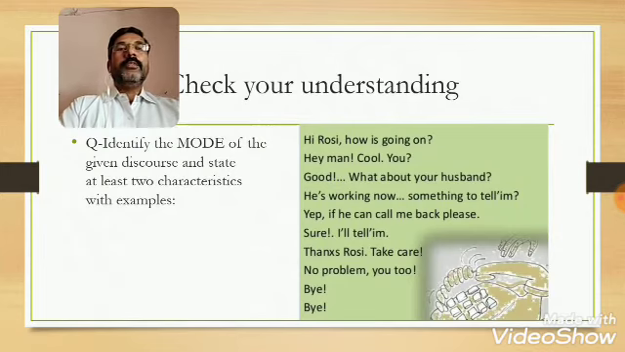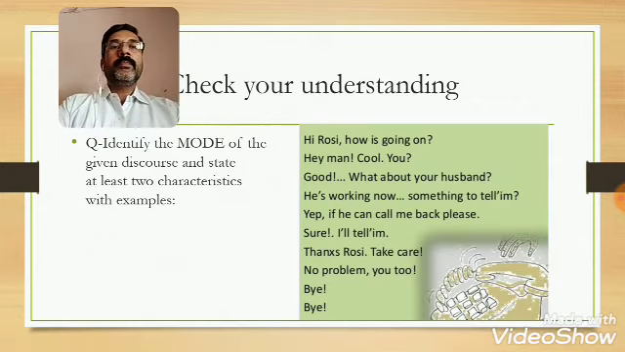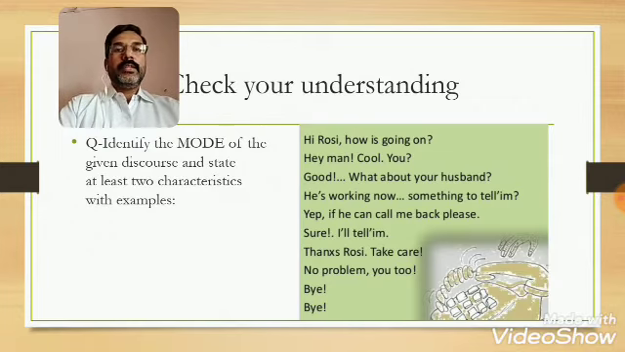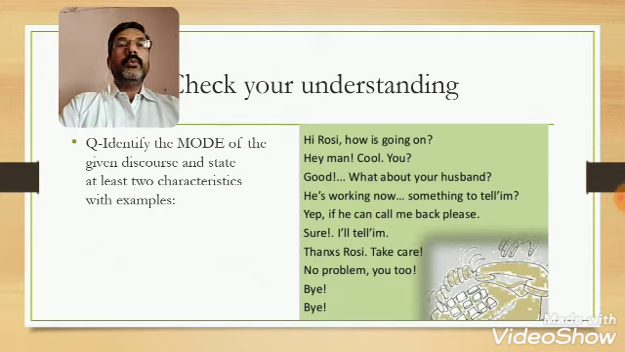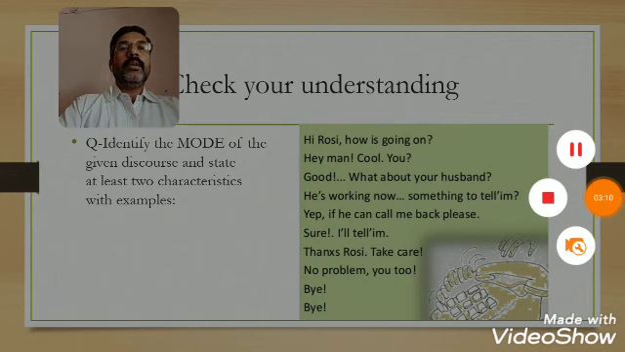Now, at the end of this video, let us see whether we have understood the characteristics of speech and writing. These types of questions you might face in your examination. The question is, identify the mode of the given discourse and state at least two characteristics with examples taken from the passage that has been given. So one passage is given. Now read the passage and see whether you have got how to analyze discourse from the point of view of mode.